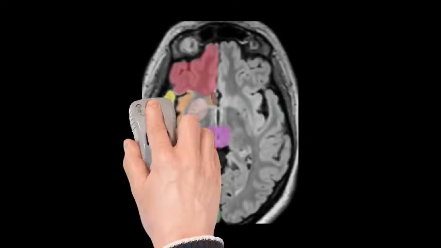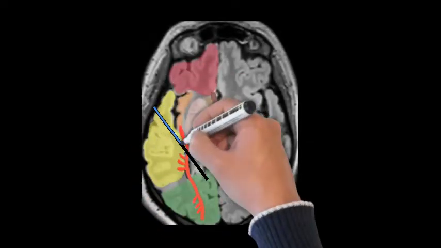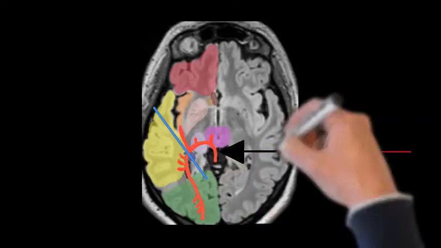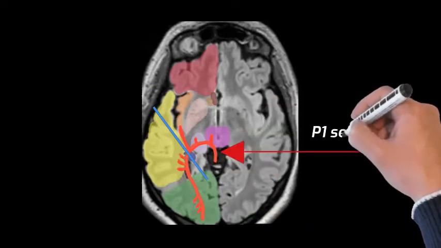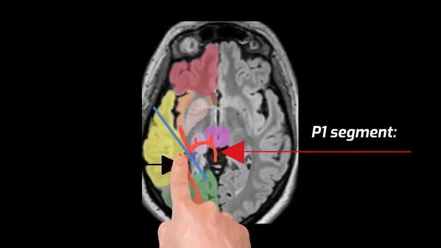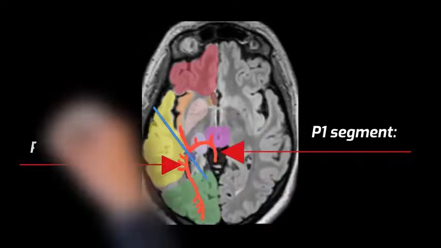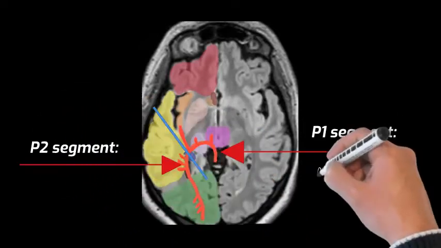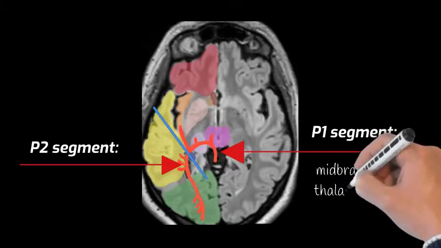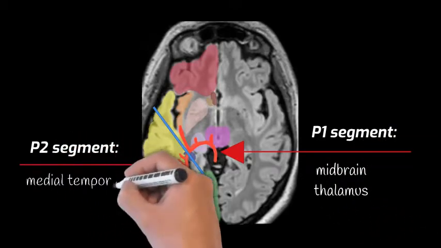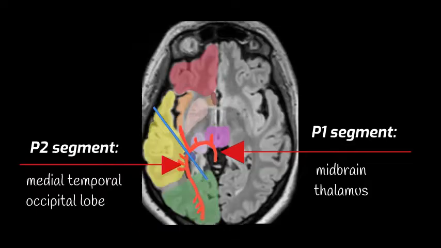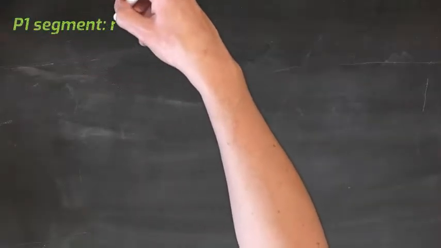The posterior cerebral artery is divided into two main segments. The P1 segment, which lies proximal to its junction with the posterior communicating artery, and the P2 segment, which lies distal to it. The P1 segment supplies the midbrain and thalamus, while the P2 segment supplies the medial temporal and occipital lobe.